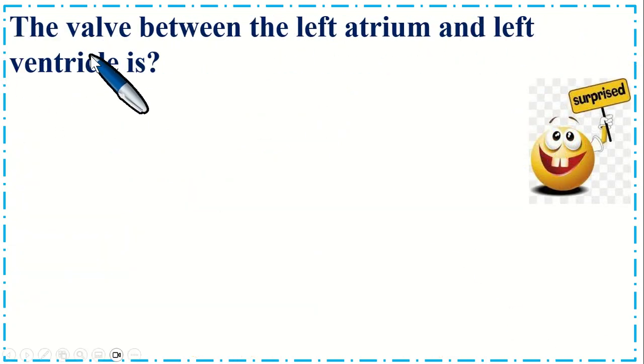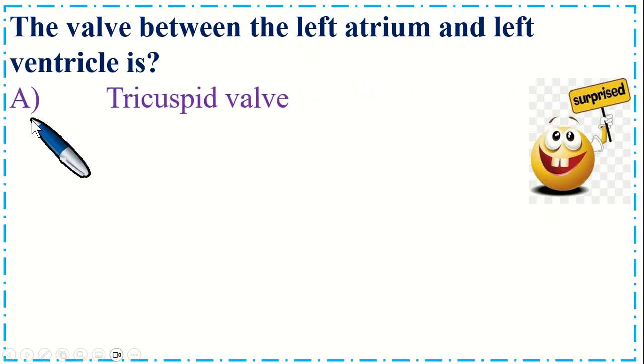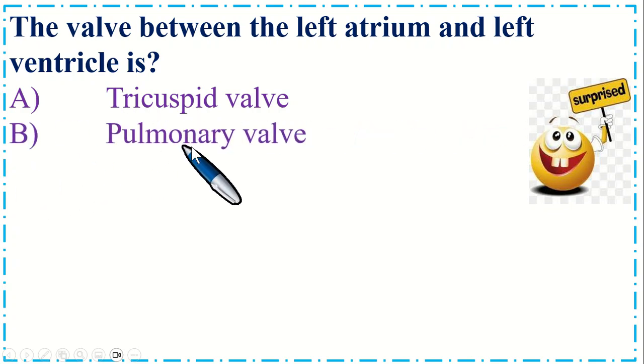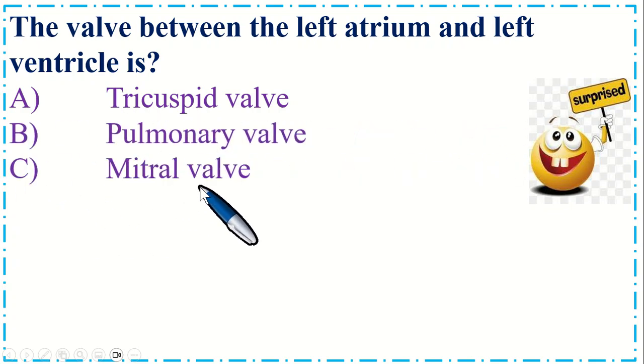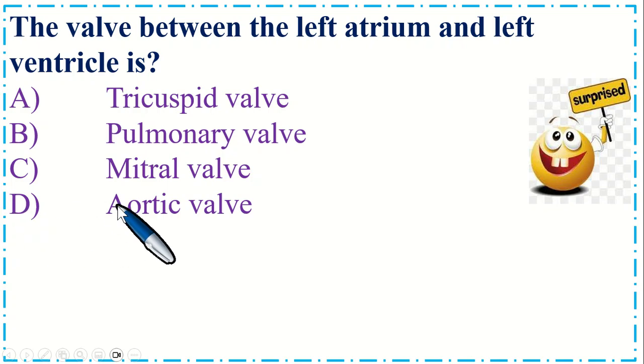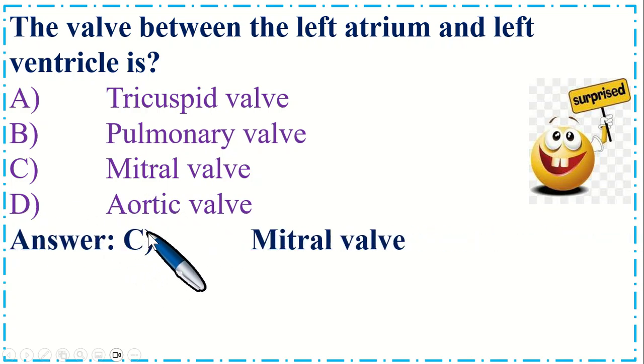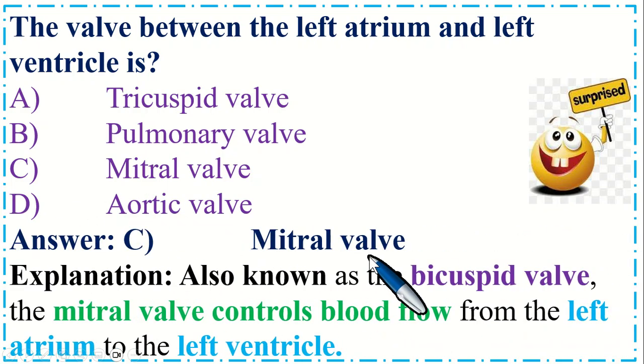So this is a very important MCQ. The valve between the left atrium and left ventricle is option A, tricuspid valve, B, pulmonary valve, C, mitral valve, and option D, aortic valve. So the correct option is C, mitral valve. It is also known as the bicuspid valve. The mitral valve controls blood flow from the left atrium to the left ventricle.